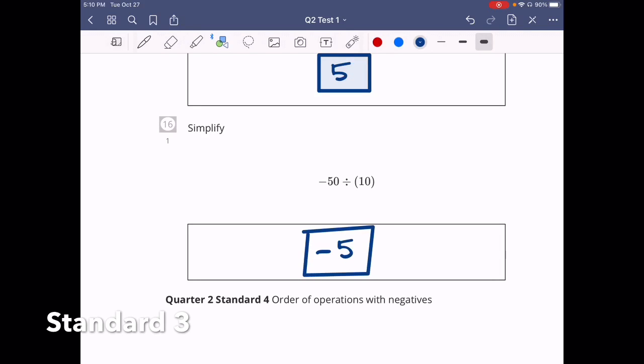Oh, I didn't get the cool thing. Do it again. Yeah.